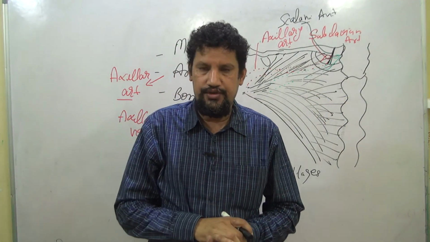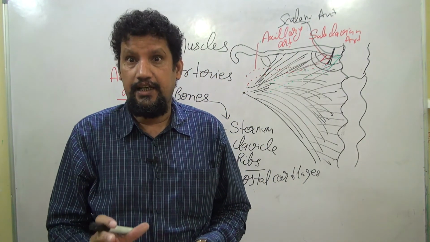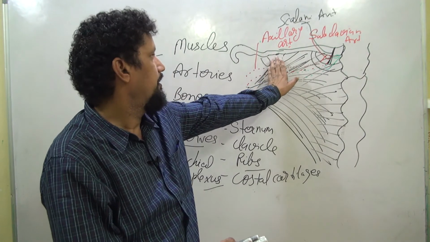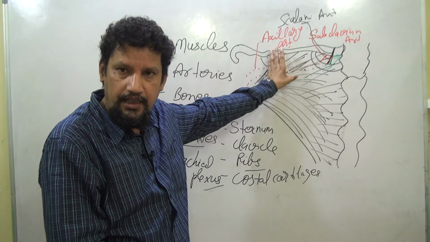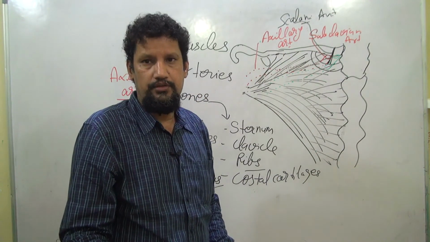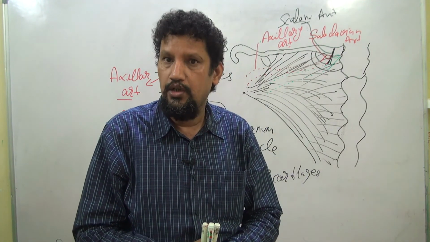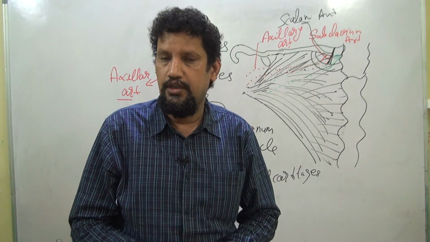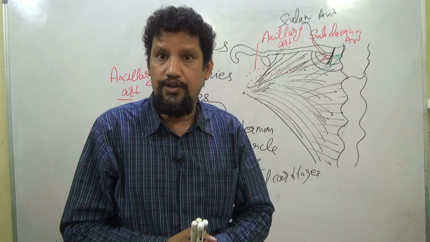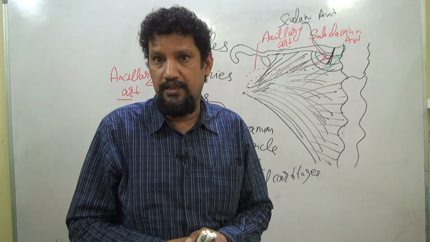And the names of the cords are according to the relation of the cords with the second part of the axillary artery. So behind the pectoralis minor muscle, there is the second part of the axillary artery. The cord which is posterior is the posterior cord. The cord which is medial is the medial cord, and the cord which is lateral is the lateral cord. And the branches of these three cords are lateral, medial, and posterior in the third part of the axillary artery, at the inferior border or the lateral border of the pectoralis minor muscle.